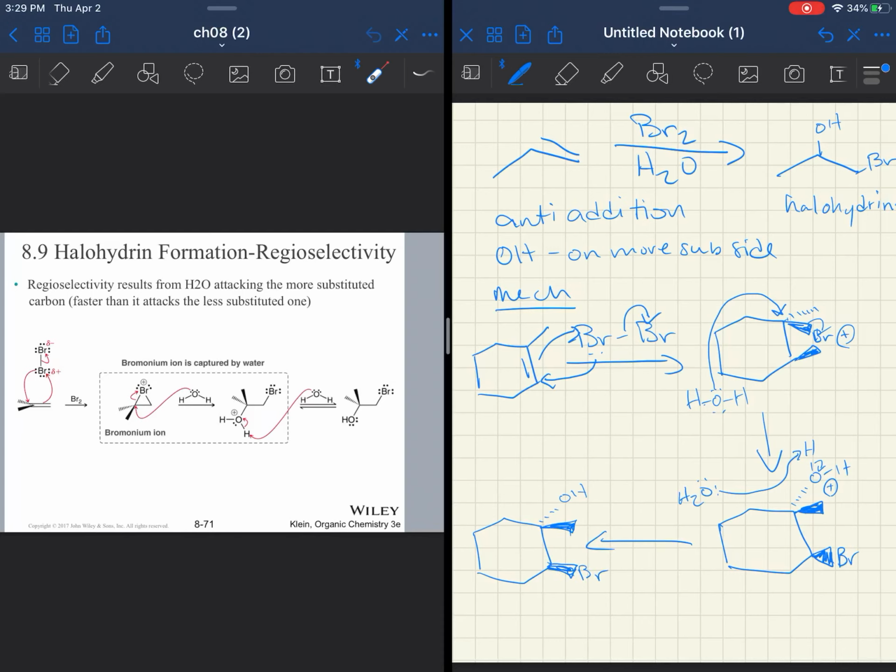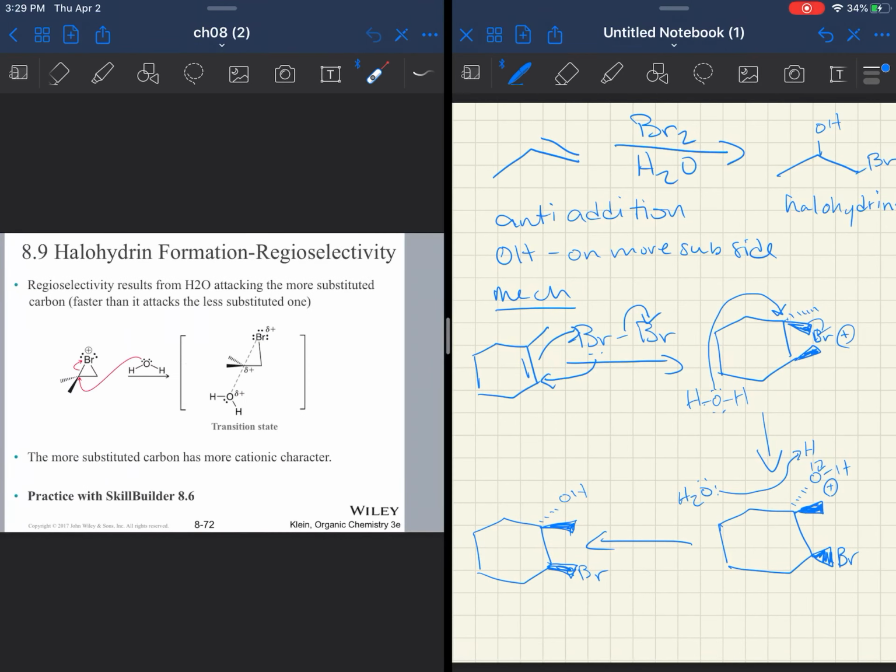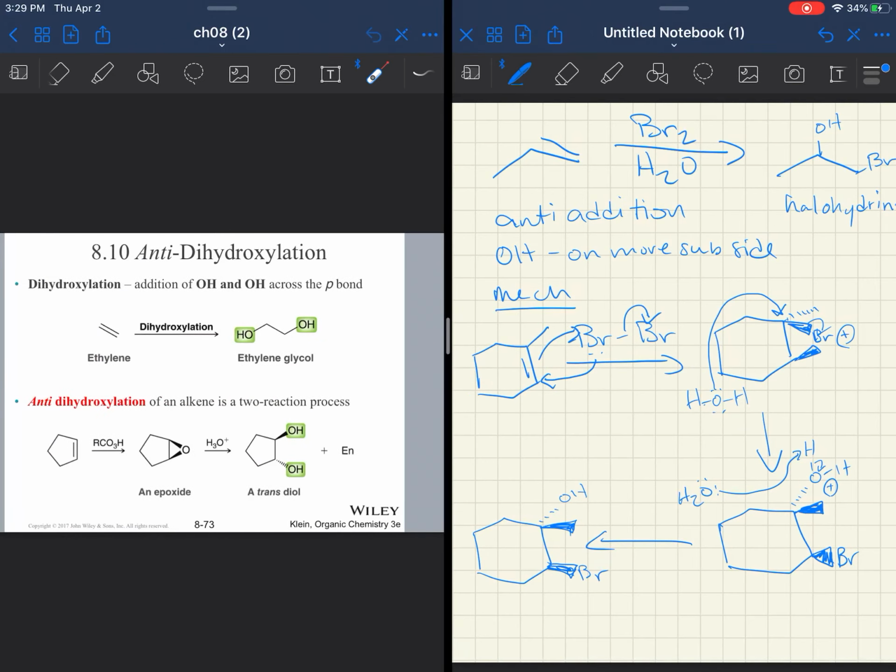So we wind up with our OH on the same carbon as our methyl and on the opposite side of the ring from the bromine. And that's our halohydrin formation. Okay, so there's just that explanation.